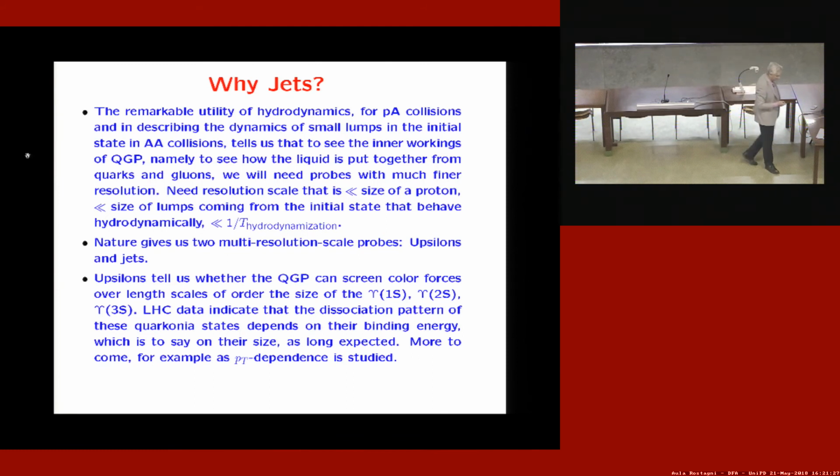And there are two options that people work on. One is upsilons, which are b b-bar mesons, and they're very small. In particular, the 1s state of the b b-bar system is smaller than half a Fermi, and the 2s and the 3s are bigger. So these are elementary particles made of bottom and anti-bottom quarks that come in three different sizes. There's a lot of experimental work on studying whether they are bound in the quark-gluon plasma. Do they survive the plasma? LHC data indicate that the dissociation pattern of these states depends on their binding energy. The small ones survive, the big ones fall apart, are unbound.